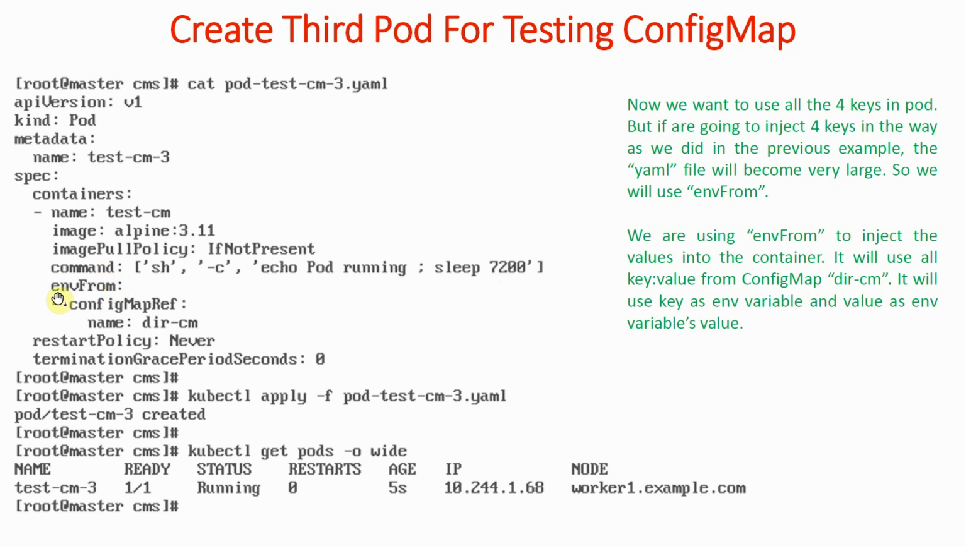Now this is important, envFrom. In the earlier example we were using only env, and we had to specify each value individually. If you use envFrom, you can specify a config map reference. You just have to give the name of that config map, drcm. So what will happen? Let us see. We will create the pod with kubectl apply -f. This pod will get created. With the -o wide option you can view the IP address and on which node it is running.